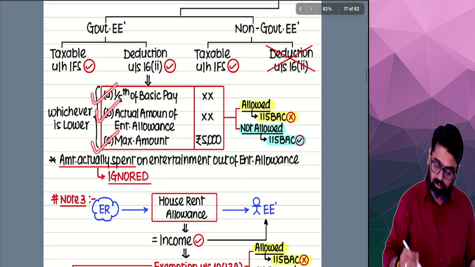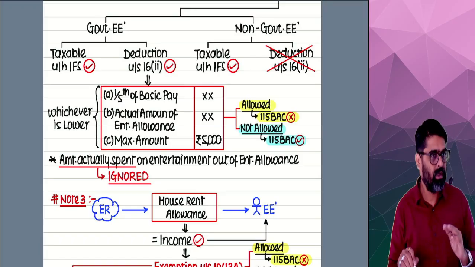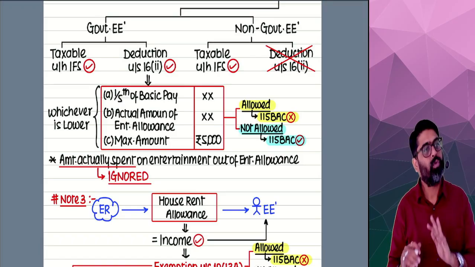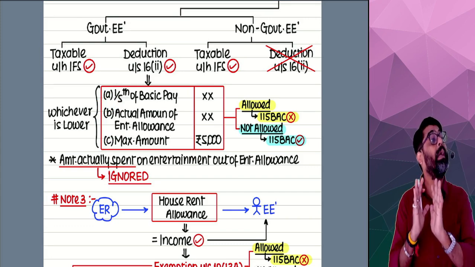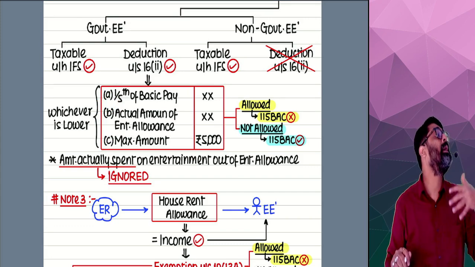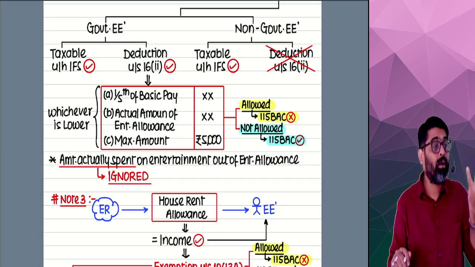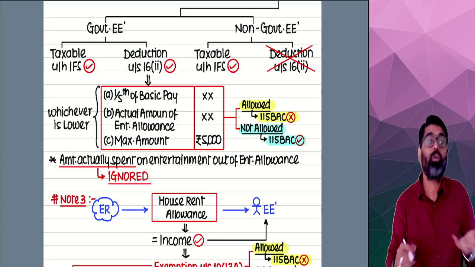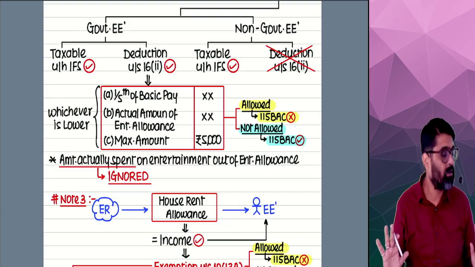How much deduction are we going to give you? A, B, C, whichever is lower. To that extent, we are going to give you deduction for entertainment allowance, which might have been spent by you on hospitality, recreation, etc. of your business clients. Yes or no?